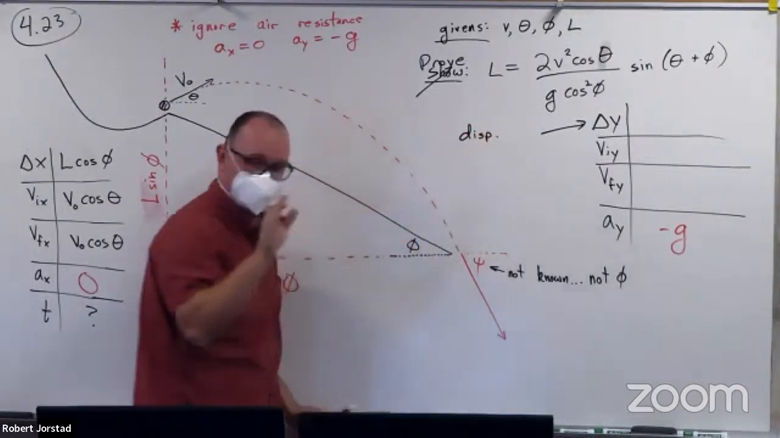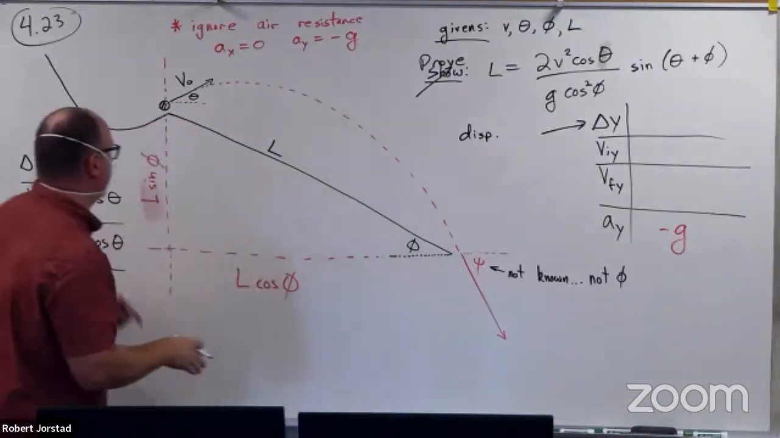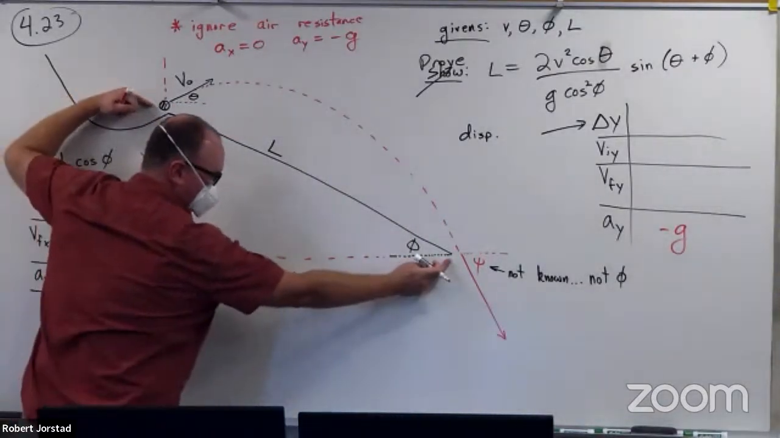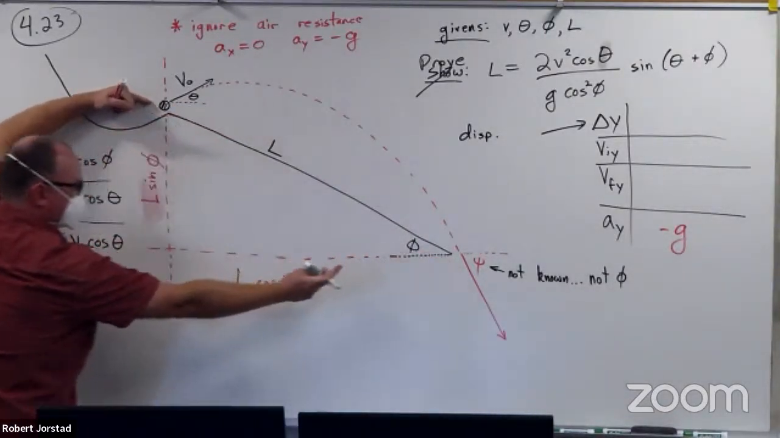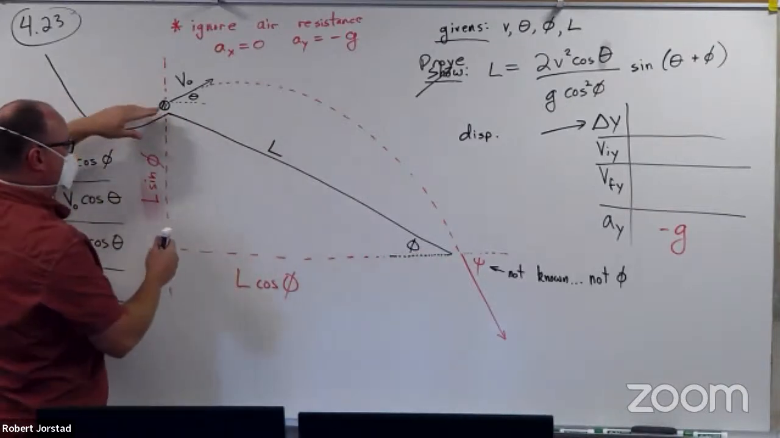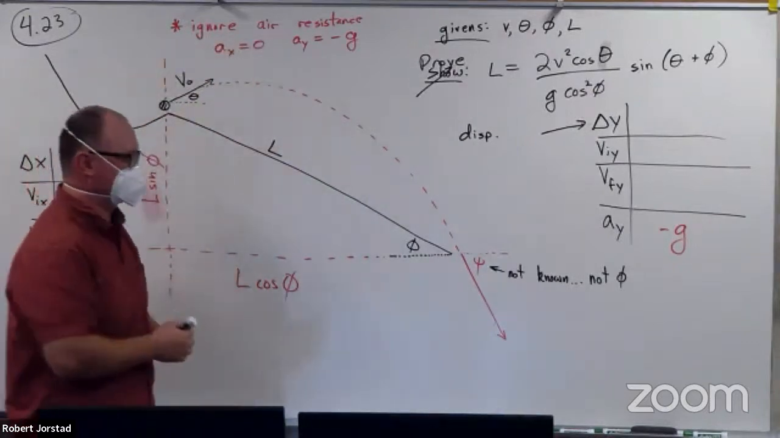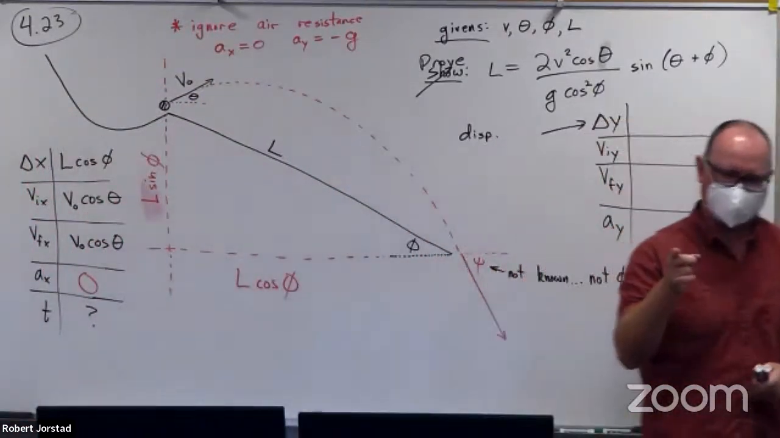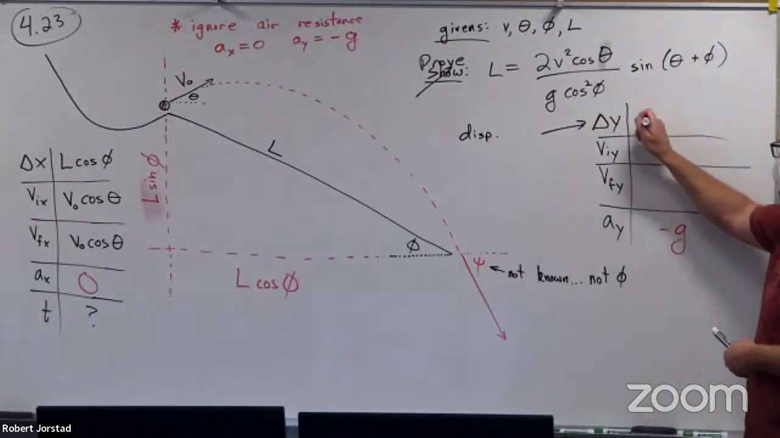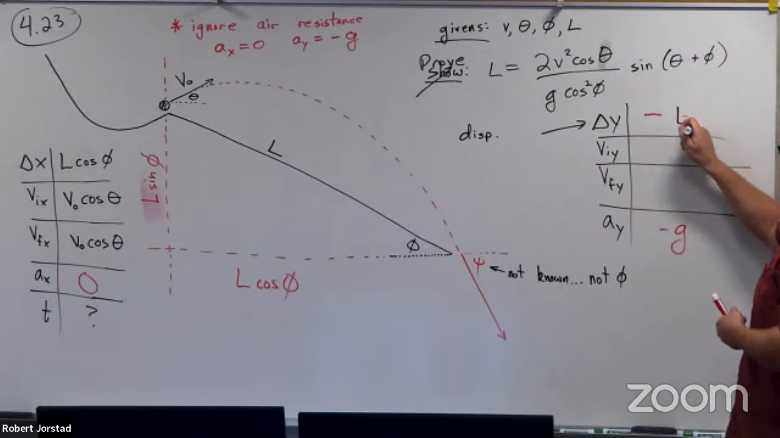Displacement, not distance. So what is your displacement between this point and this point? Negative L sine phi, right? Now, you're right, the distance traveled, you'd have to account for the up and the down and the arc length, and no, we're not doing that. Is that cool, the subtle difference there? Yeah. Sneaky, right? Minus L sine phi.